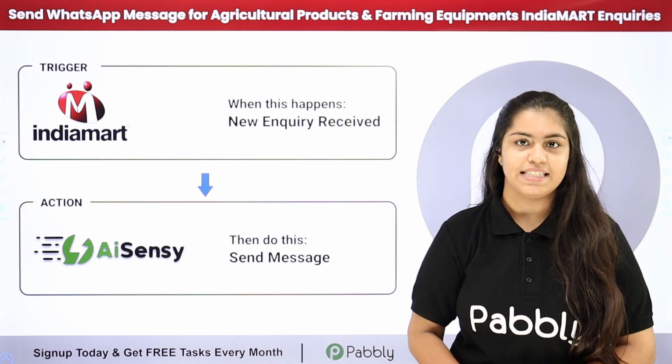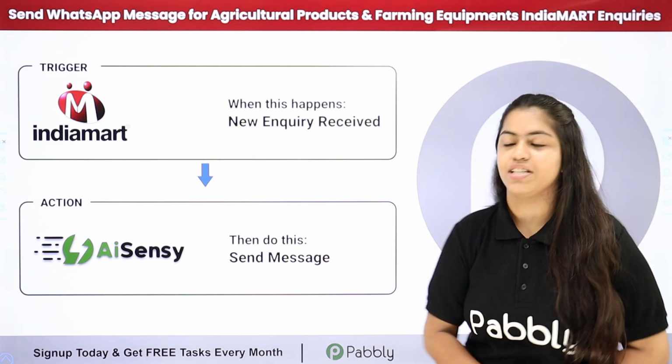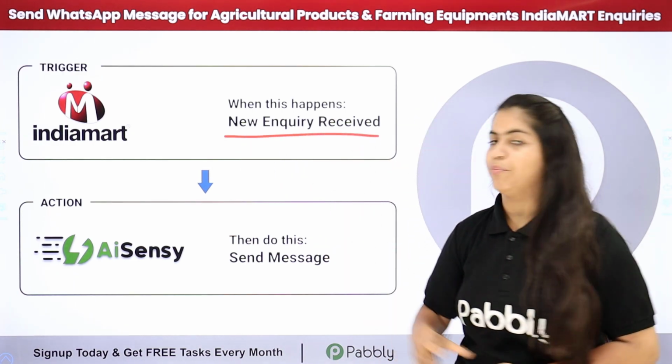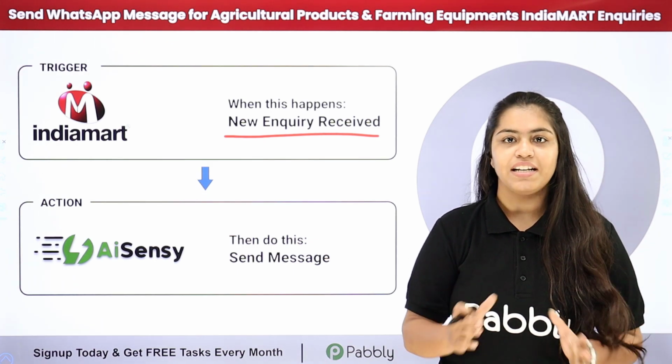So here I'm doing the same and I use IndiaMART to sell my products online. So now what I want is that as soon as we receive a new inquiry from my IndiaMART account, an automated WhatsApp message should be sent to them so that I can nurture them.